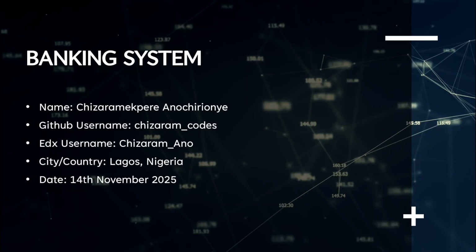Hello everyone, my name is Chizara Mekpere Anochronye. I am 14 years old and I live in Lagos, Nigeria. For my final project, I made a banking system.